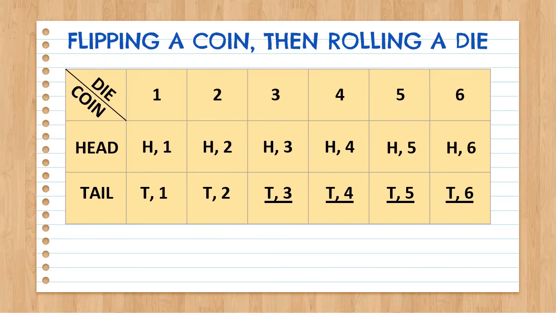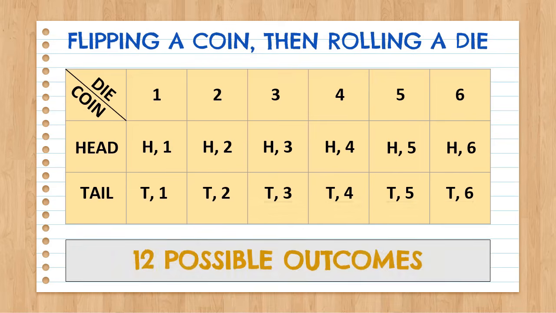Now, you can see in this table all the possible outcomes in this experiment. Counting all these possible outcomes, we can now conclude that the number of possible outcomes in flipping a coin and then rolling a die is 12. Did you get it? Did you find this method useful? Very good, grade 8 learners.